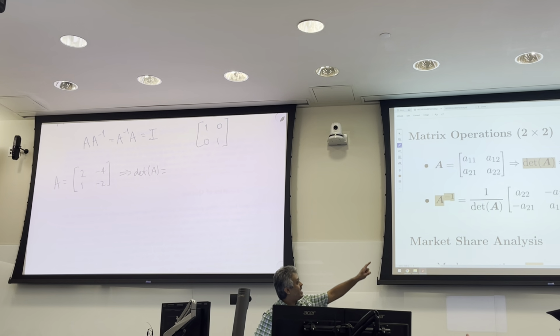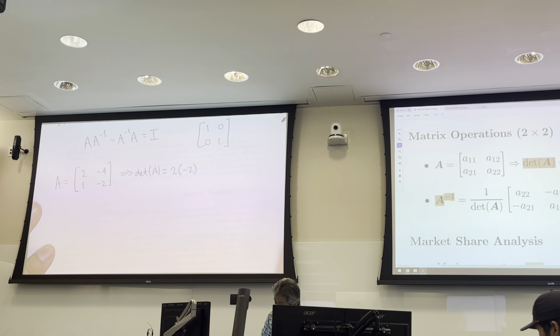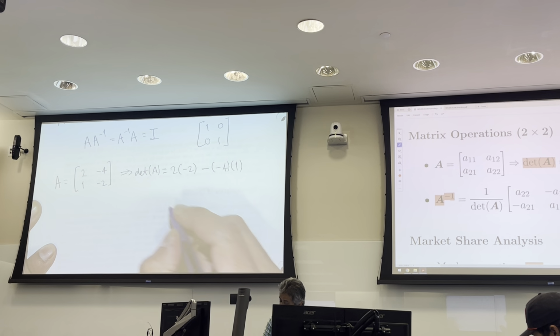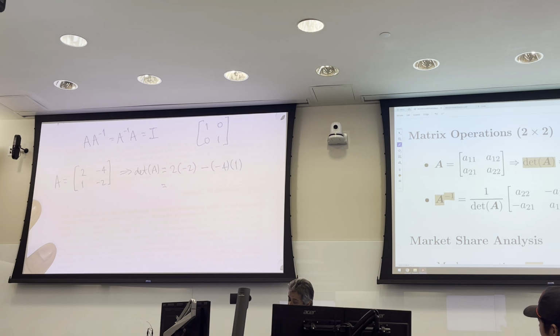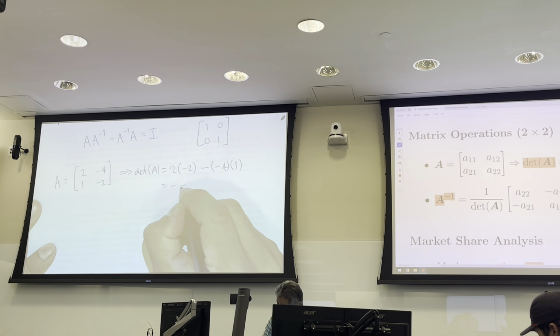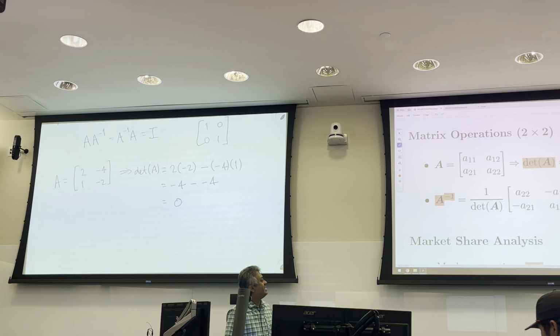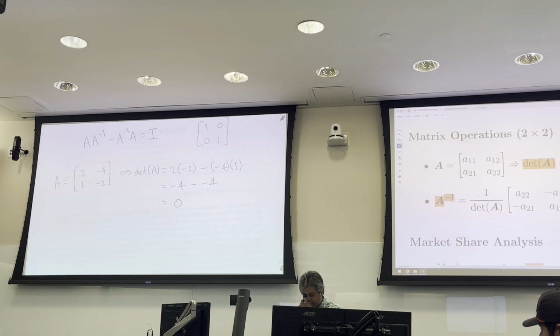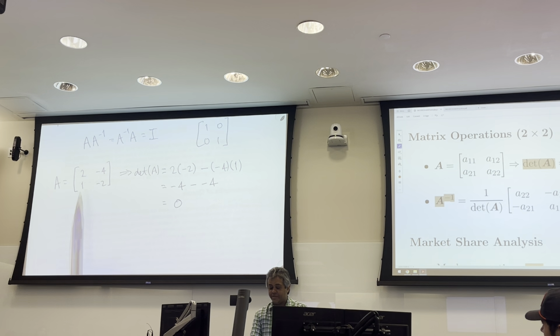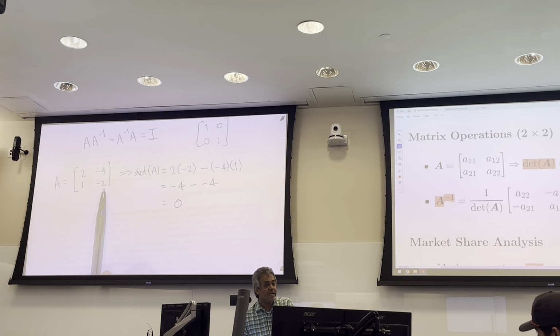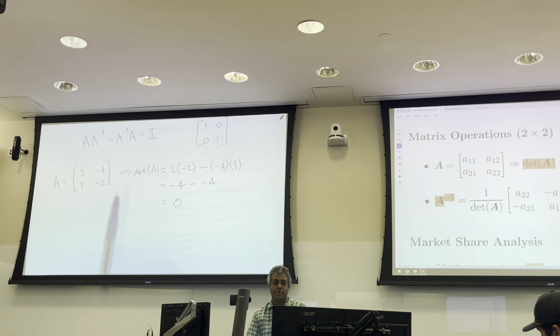So of course, remember the determinant is A11 times A22, the product of the main diagonal, so 2 times -2, minus the product of the off diagonal, -4 times 1. So 2 times -2 is -4, minus -4, which is 0. In that case, does the inverse exist? No. You can easily tell because if you take the first column and multiply it by -2, you get the second column. So these columns are not independent.